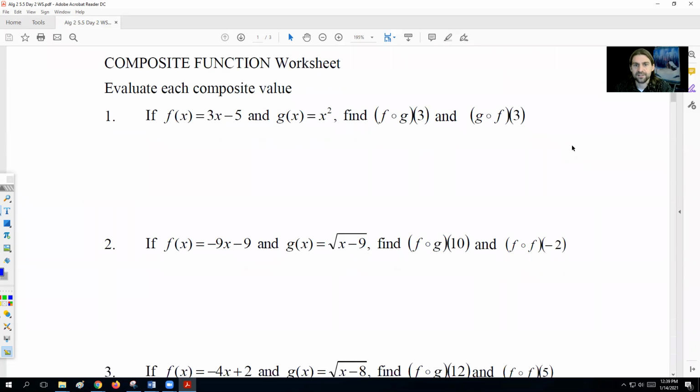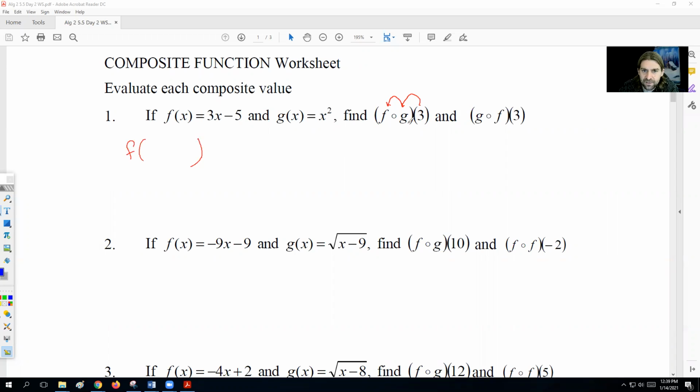Okay, so a lot of these problems here, they want you to find f of 3, f of g of 3, and g of f of 3. So like in this first problem here, if you're going to plug in the number, we're going to plug 3 into g and then that answer into f.